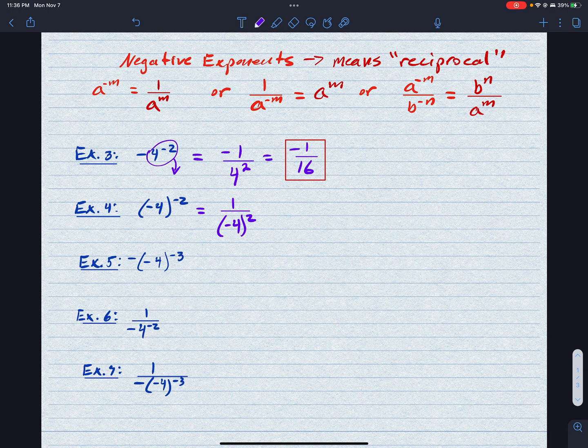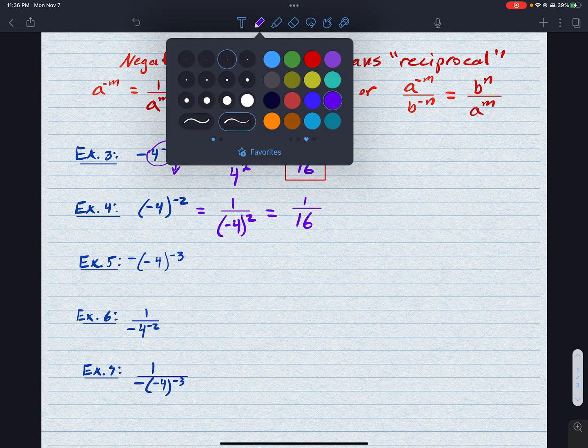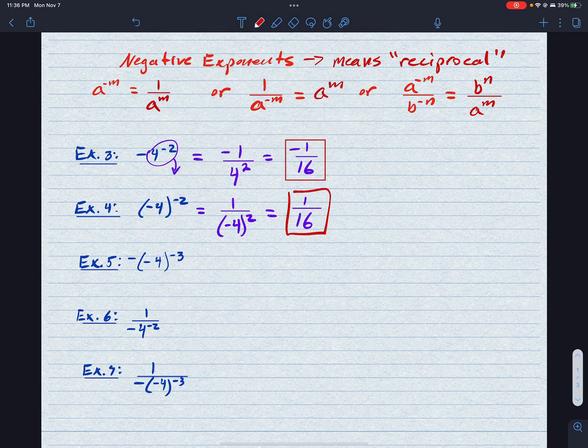All right, so what we're doing here is 1 over negative 4 squared. Well, it's a negative raised to an even power. So when you square a negative, you get a positive. So the answer is positive 1 over 16 instead of negative 1 over 16.